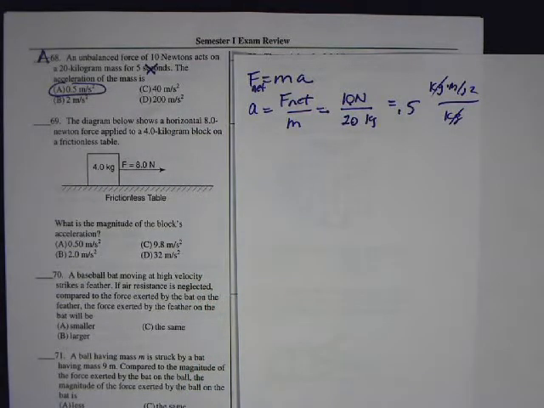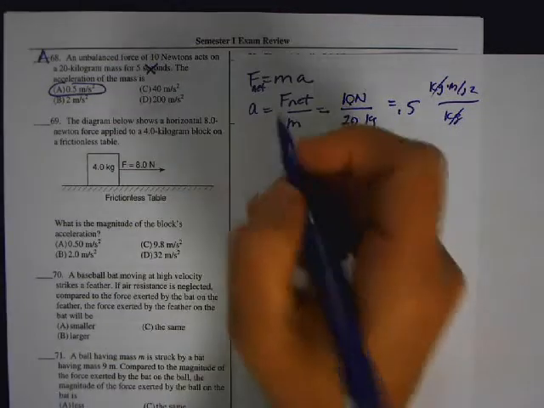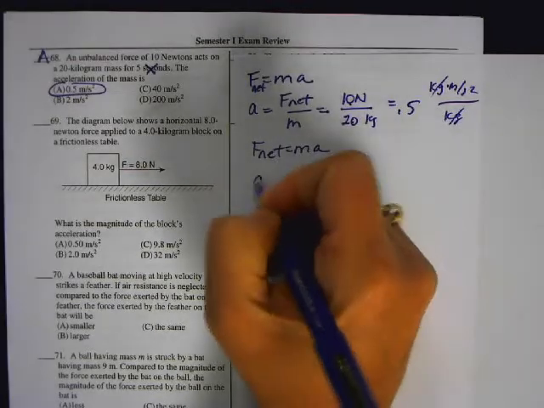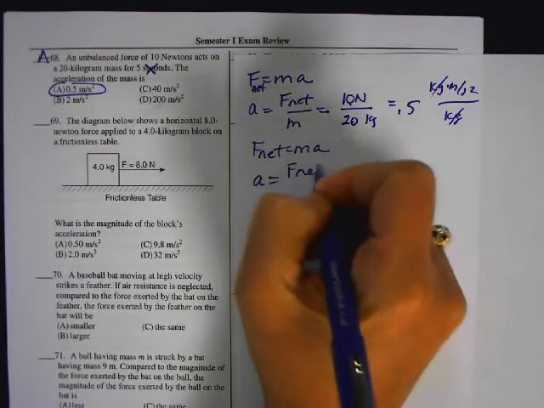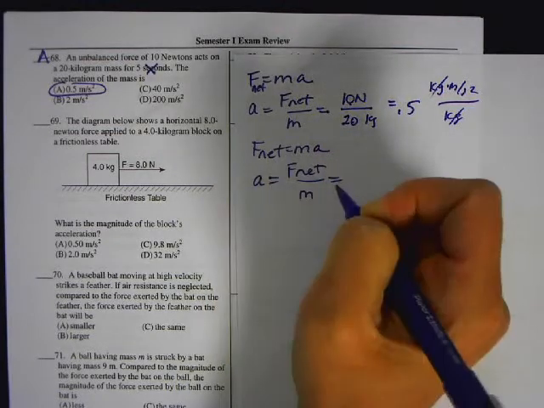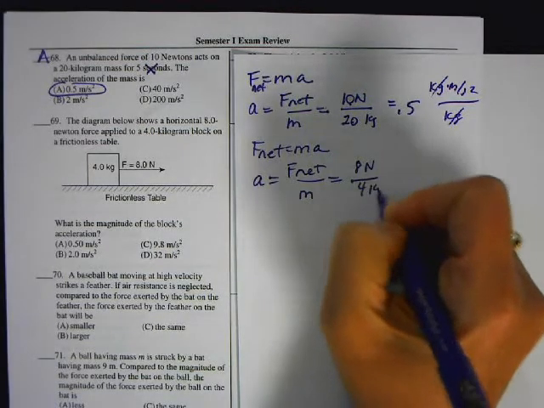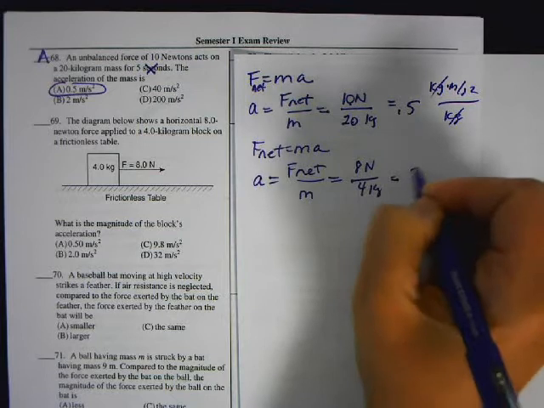Number 69. The diagram below shows a horizontal 8 newton force applied to a 4 kilogram block on a frictionless table. What is the magnitude of the block's acceleration? So again, we're applying Newton's second law. F net is equal to ma. a is equal to F net over m. So it's equal to 8 newtons over 4 kilograms, and 8 divided by 4 is 2.